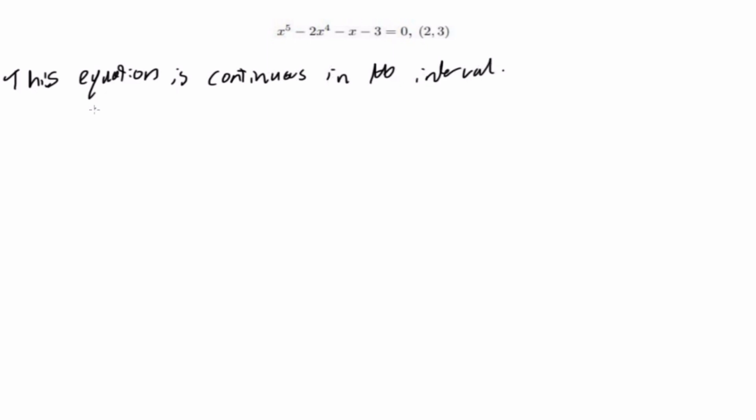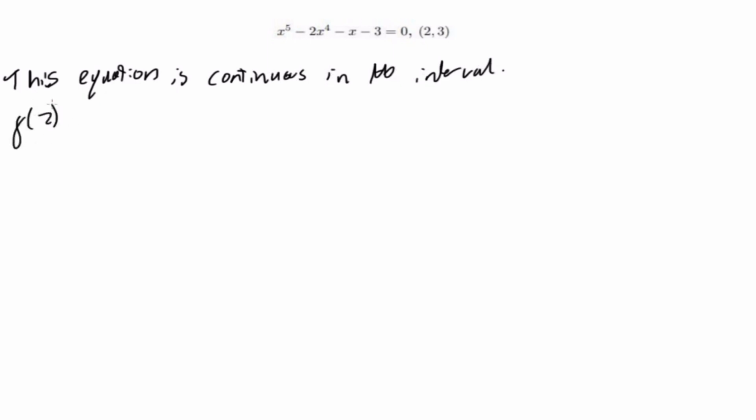So this is our next question. We have x to the 5 minus 2x to the 4 minus x minus 3 equals 0 in the interval 2, 3. And I'm going to write out the same thing I did last time. So this equation is continuous in the interval. And then we're going to put in our limits.